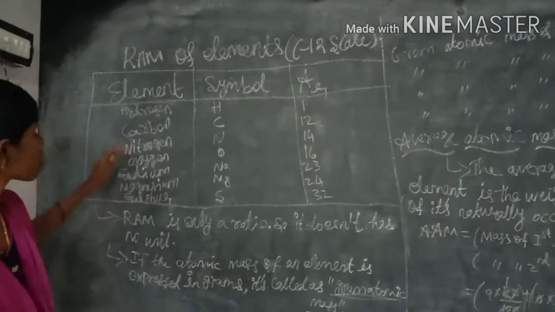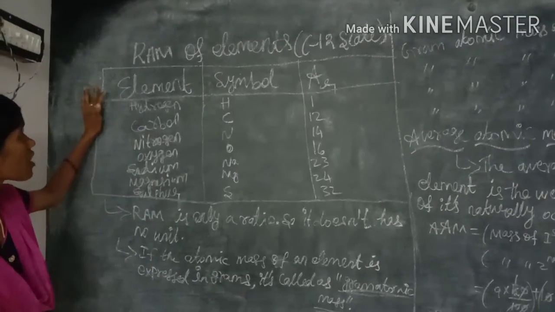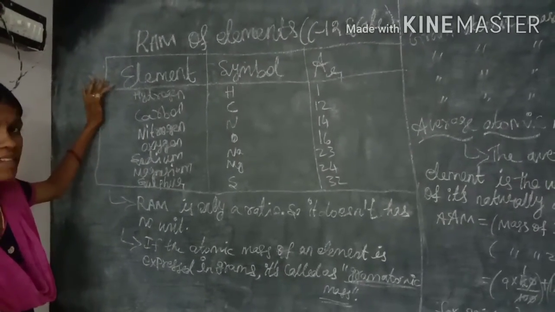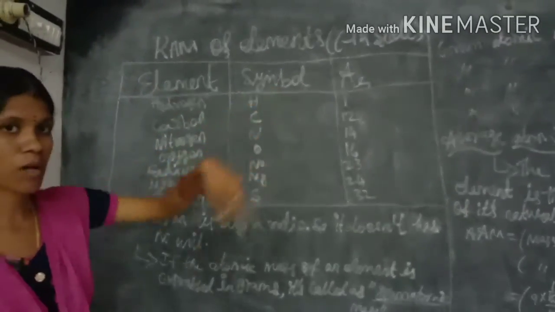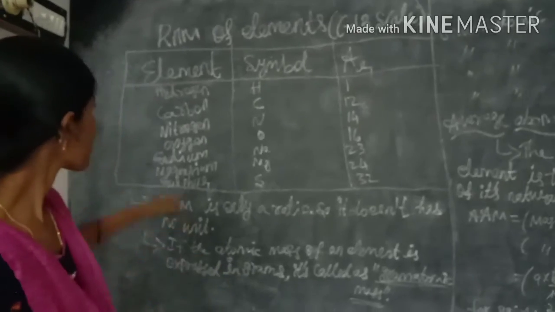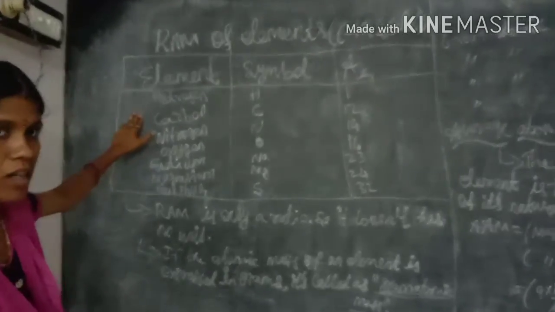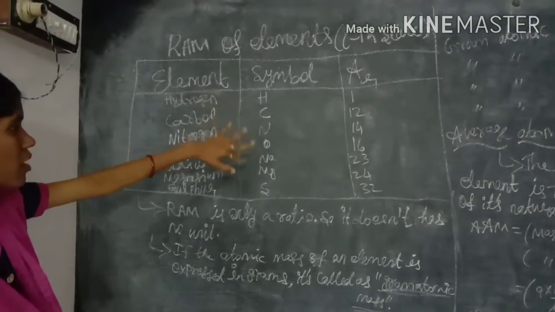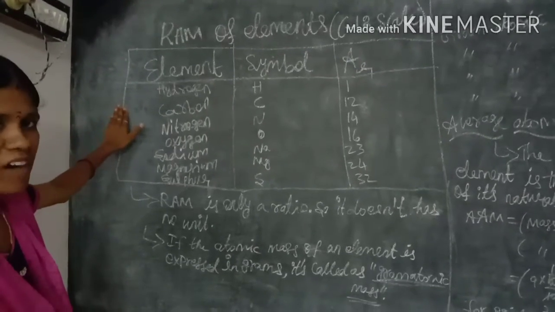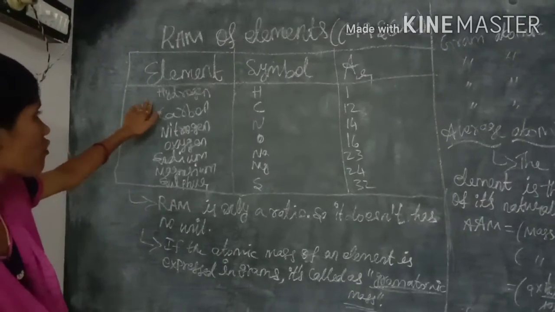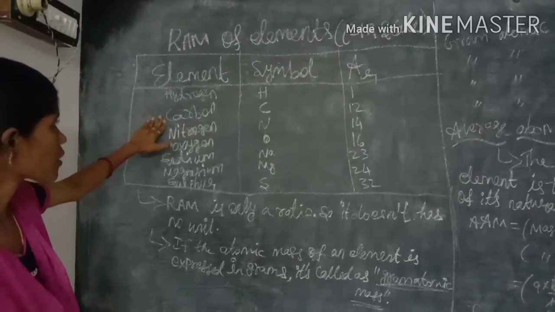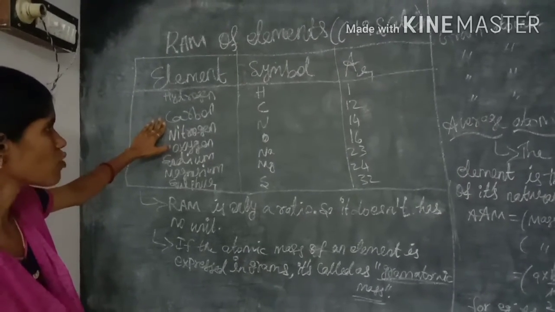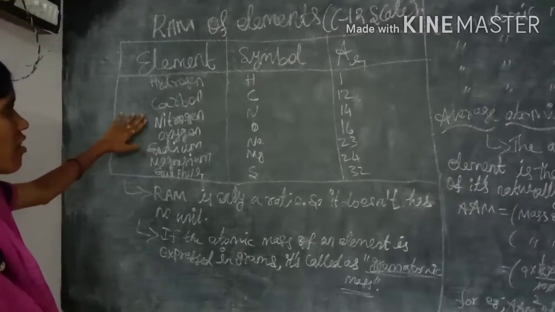Next is the RAM of some elements, that is, the relative atomic mass of some elements according to the carbon-12 scale. These are calculated using the carbon-12 scale. The first column is the element, the second is the symbol, and the third is the RAM value, that is Ar. For hydrogen the symbol is H and the RAM value is 1. For carbon the symbol is C and the value is 12. For nitrogen, N, the value is 14.